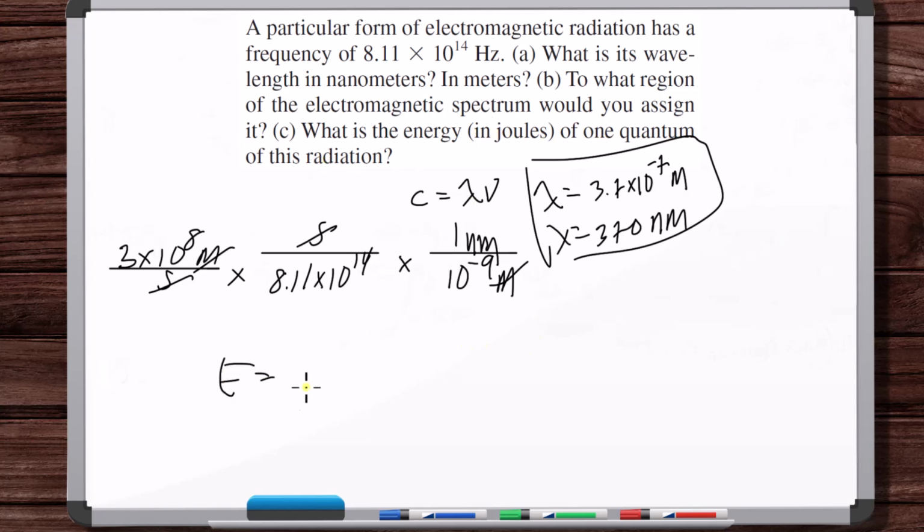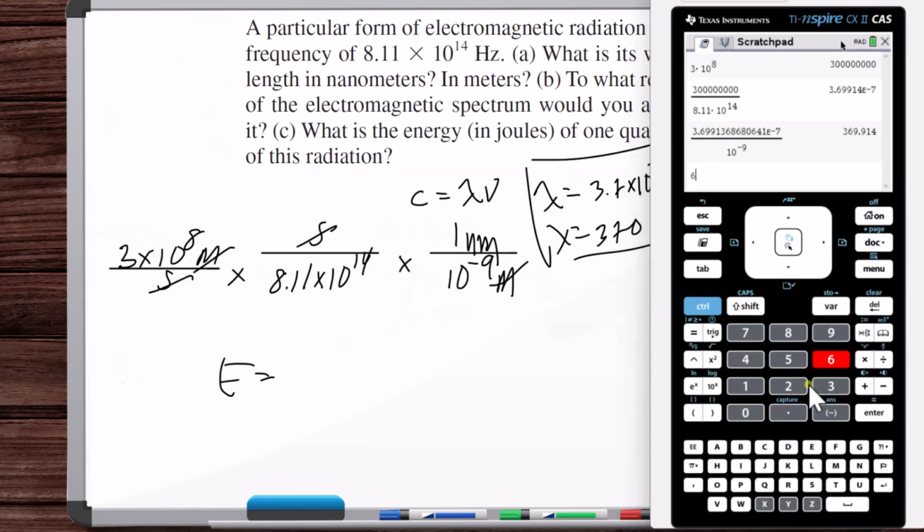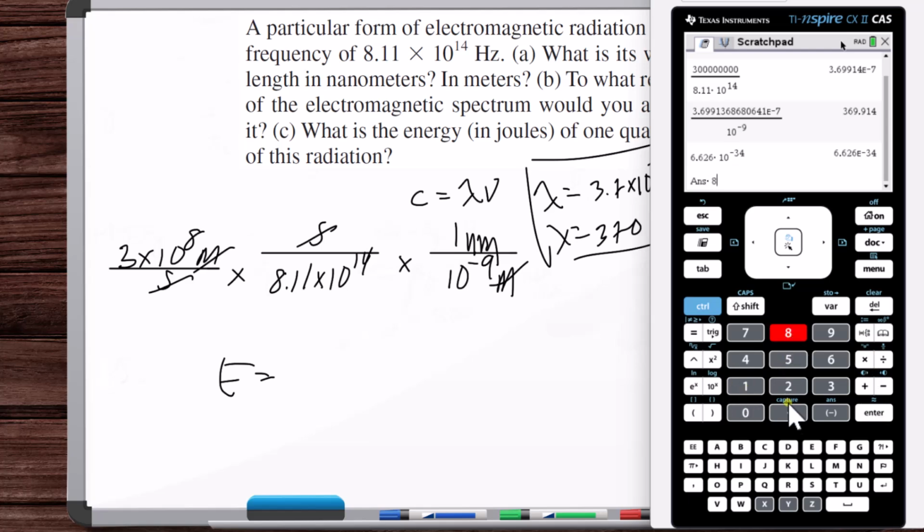So you do Planck's constant times, we'll do the wavelength in meters. Or no, wait. We need the frequency. So we have the frequency. So it's just going to be 6.626 times 10 to the minus 34, Planck's constant, times 8.11 times 10 to the 14th. 5.37 times 10 to the minus 19 joules.